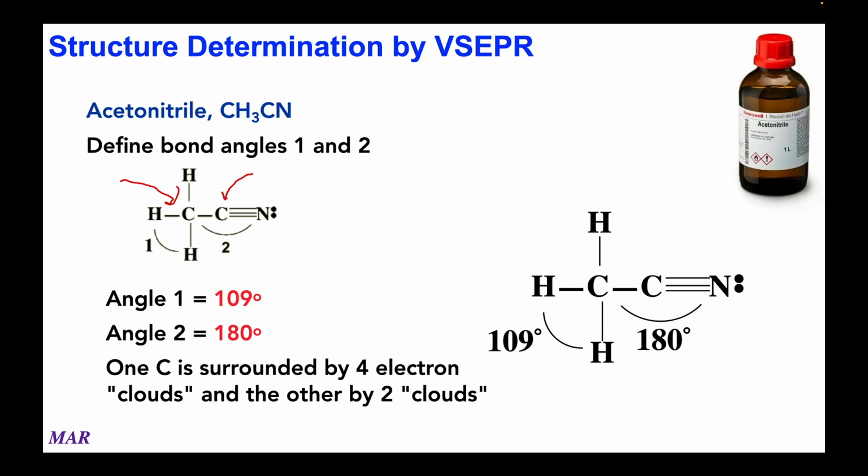So triple bonds, double bonds, single bonds, they all count as like a big bond, if you will. So that central carbon in angle 2 has a triple bond on one side, a single bond on the other. That's like 2 clouds of electrons that want to be as far apart from each other as they can, 180 degrees.